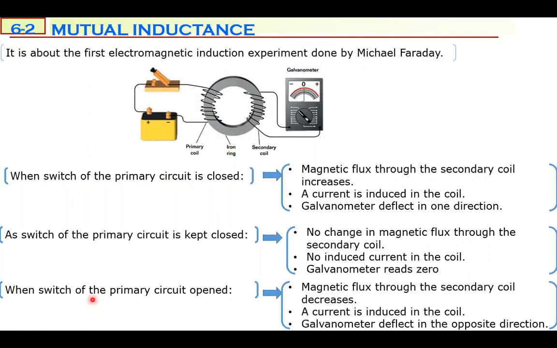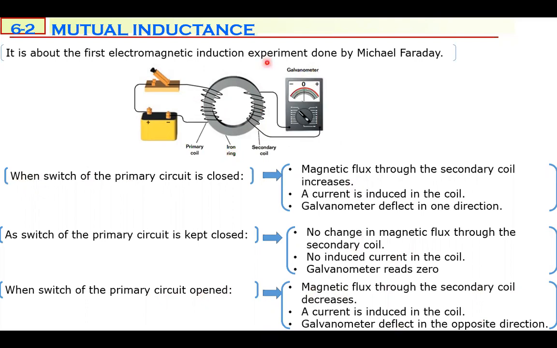But when the switch of the primary circuit is opened, initially it was closed and now you open it. As soon as you open it, the current in the primary coil decreases, the magnetic field of the primary coil decreases, and the magnetic flux on the secondary coil decreases. If the magnetic flux in the secondary coil decreases, a current is induced in the secondary coil, but in the opposite direction. That's why the galvanometer deflects opposite. If when you close the switch the galvanometer deflects to the positive, when you open the switch the galvanometer deflects to the negative. Their directions of deflection will be opposite.